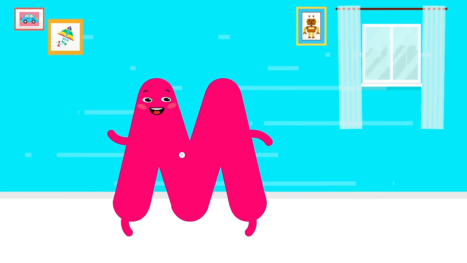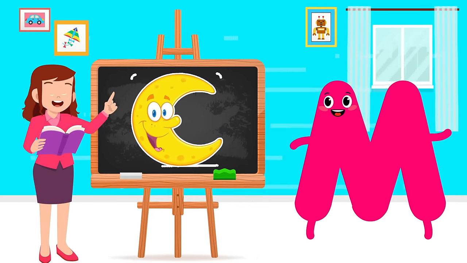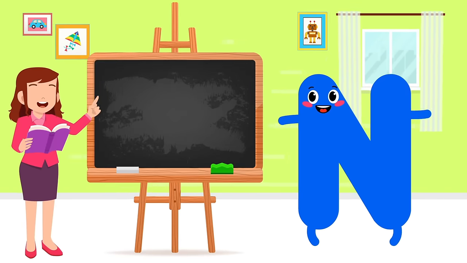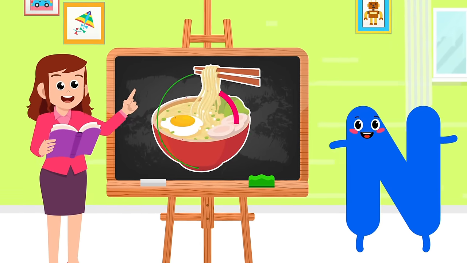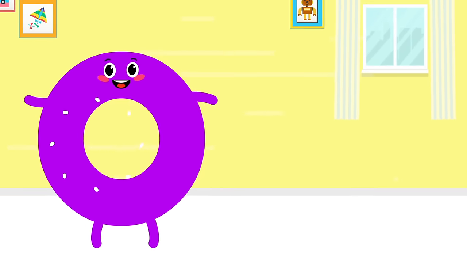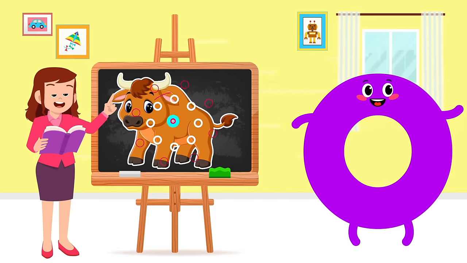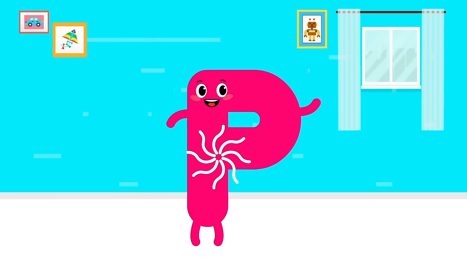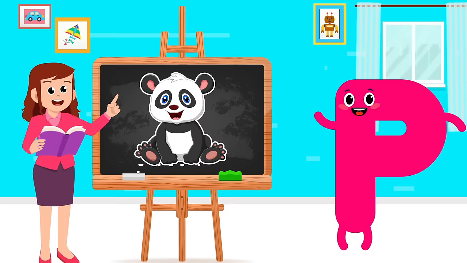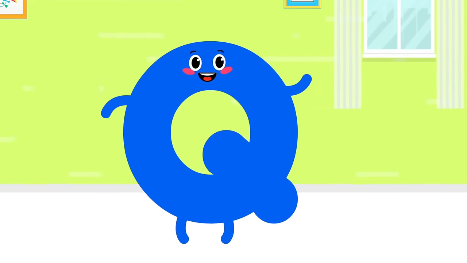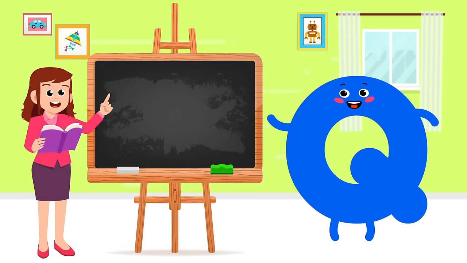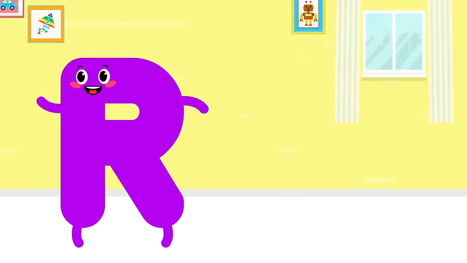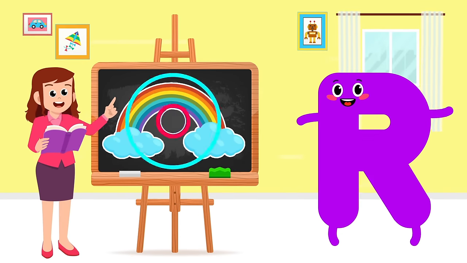M. Alphabet M. M for moon. N. Alphabet N. N for noodle. Alphabet O. O for ox. P. Alphabet P. P for panda. Q. Alphabet Q. Q for question. R. Alphabet R. R for rainbow.